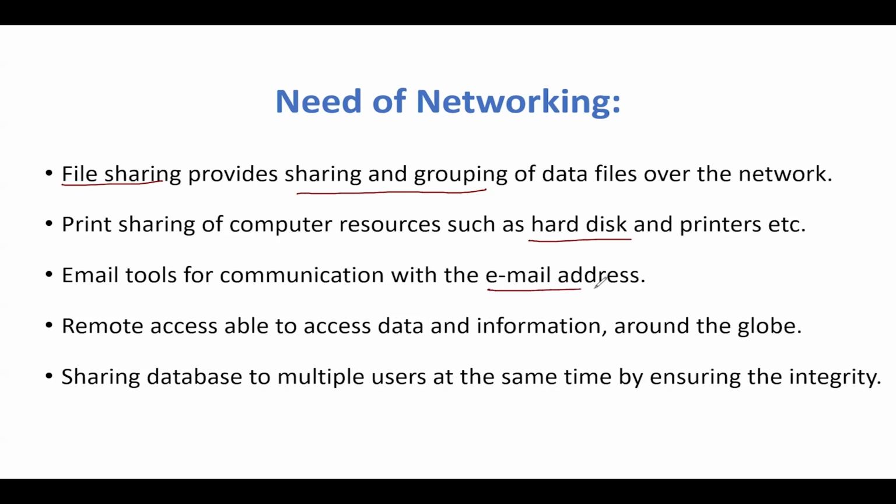Email: tools for communication with an email address. Because we have networking, we are able to communicate with each other through emails, messages, and different other ways. It is only possible because of networking. If not for networking, your mobile, your desktop, everything would operate individually, and they would not communicate with each other. Remember this. Then remote access: being able to access data and information around the globe. Suppose the Google repository is in the US and you are trying to access it sitting in India. It is only possible because of networking.